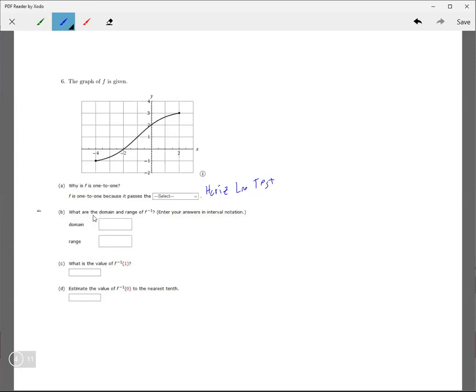So it's asking what the domain of f inverse is. This is going to be the range of f. And it goes from -1 to 3. And the range of f inverse will be the domain of f, and that's going to go from -4 to 2.